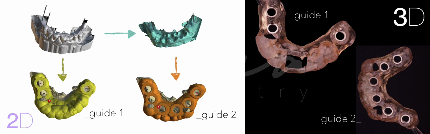So in this case, to improve the precision of the surgery, we designed two different surgical guides. Guide 1 was designed without any digital extraction, and guide 2 was designed after the digital extraction of all the teeth except the canines.